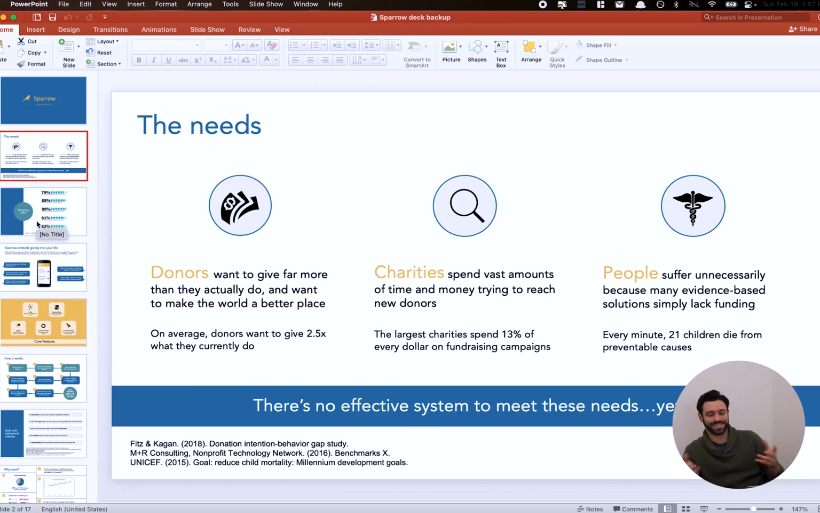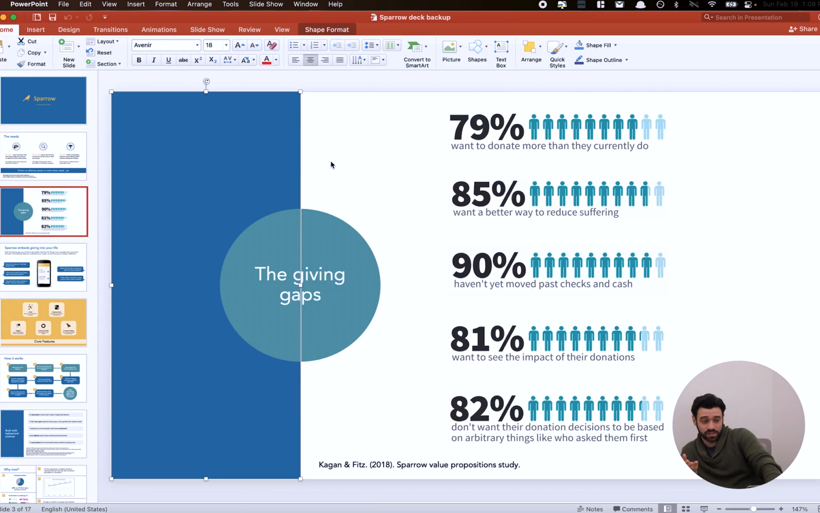If I was remaking this slide now, I would definitely throw out number 3, and I would just reframe number 1 and 2 as: both donors and charities want a better way for donors to find the charities they care about, and no one is helping them do that. Evidence that we didn't really know what our problem is: the fact that I had 5 different things on this next slide, right? 79% of donors want to give more than they do. 85% want a better way to reduce suffering. 81% want to see the impact of their donations.